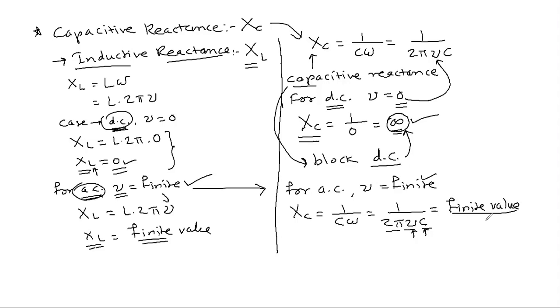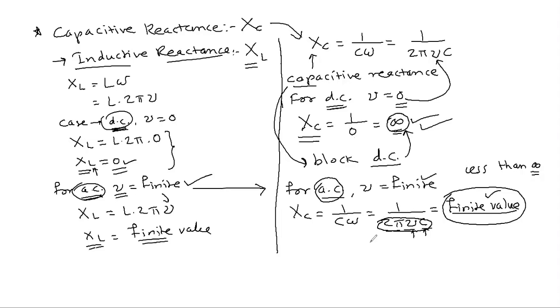So here you got the finite value, here you got the infinite value. I think this finite value is less than the infinite value. Infinite means very high as compared to the finite value. So in comparing these two things, DC and AC, at least in comparison with the DC, it will allow AC to flow through it.